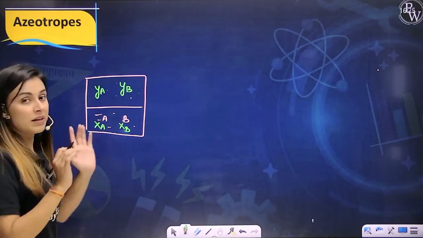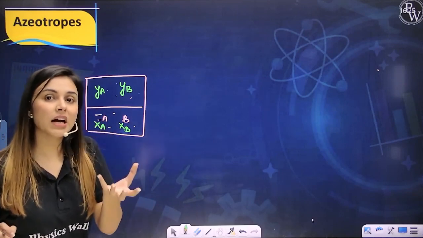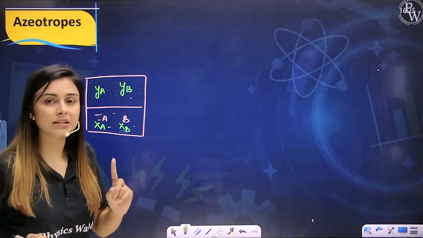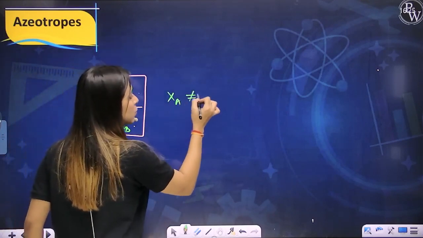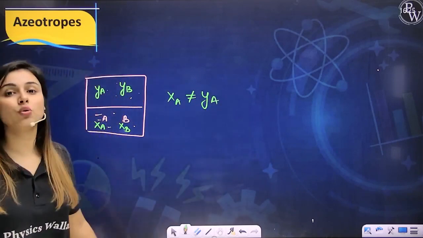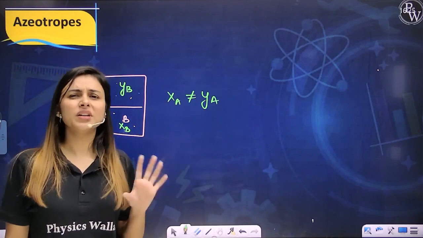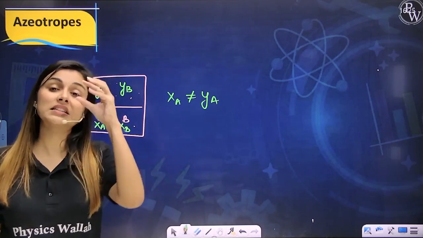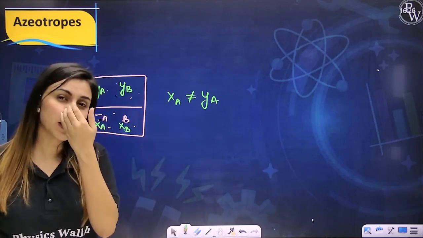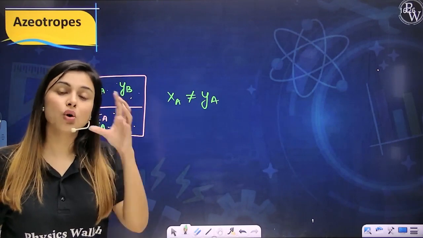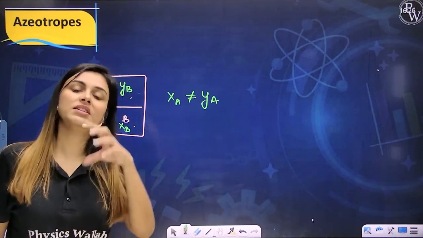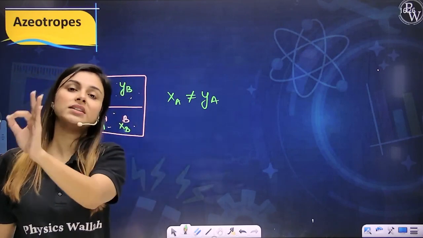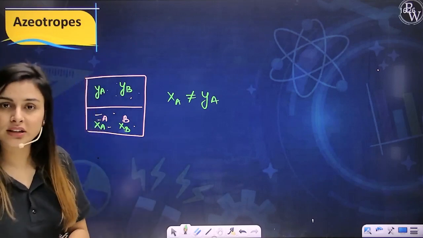But my dear students, since we are explaining these two factors differently, this means that XA cannot be equal to YA. XA is not equal to YA. Okay, this is the condition that we generally assume, right? Yes, but in azeotropes, my dear students, azeotropes are such solutions. So azeotropes are such binary solutions where the component's mole fraction in the liquid phase is actually equal to the mole fraction in the vapor phase. That is, in that particular case, XA is equal to YA. Okay, I hope you got this point.